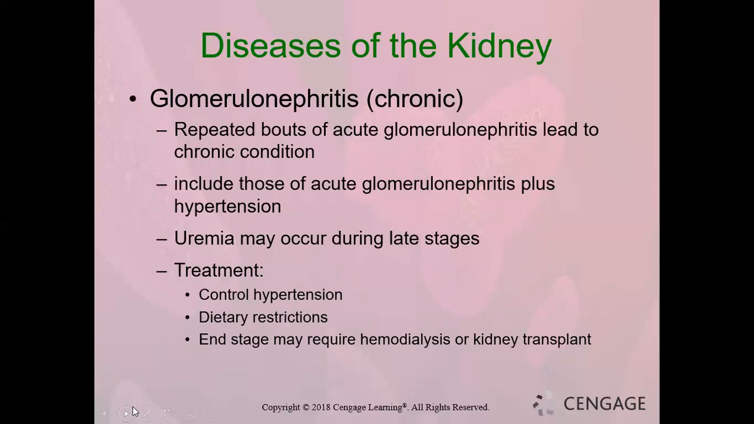Chronic glomerulonephritis is repeated bouts of the acute type that lead to a chronic condition. And this can also cause hypertension, which is high blood pressure. And what else do you need to know here? You want to work on controlling their high blood pressure, and they may require dialysis or kidney transplant.